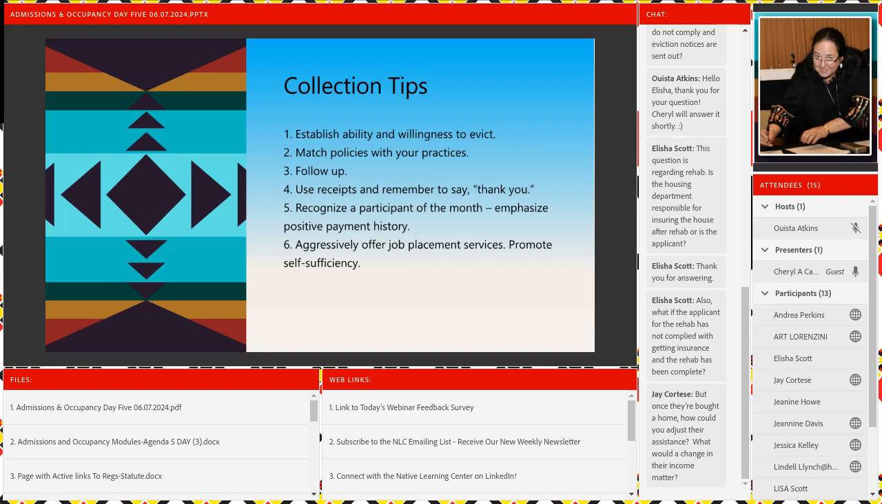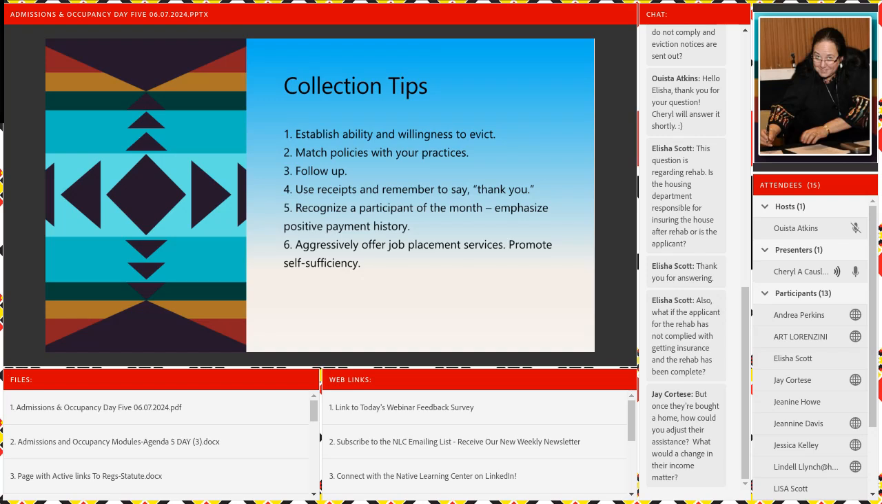They hear somebody gets evicted, and if you do that and you follow all the policies the same way, you're going to have a lot more people that pay on time. Match your policies with your practices. Follow up. Use receipts. Remember to say thank you. Recognize a participant of the month if you want. Emphasize positive payment histories. Aggressively offer job placement if you can.